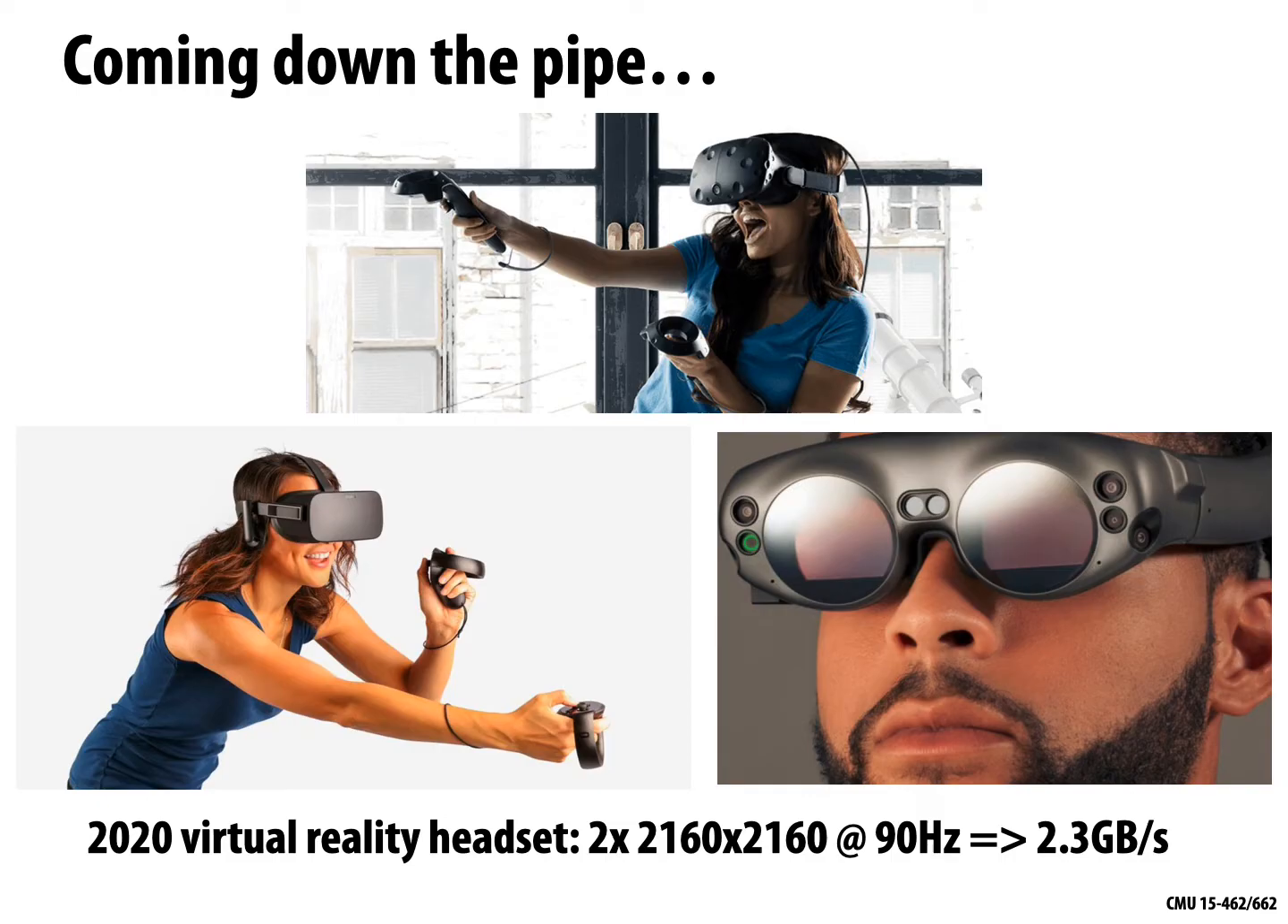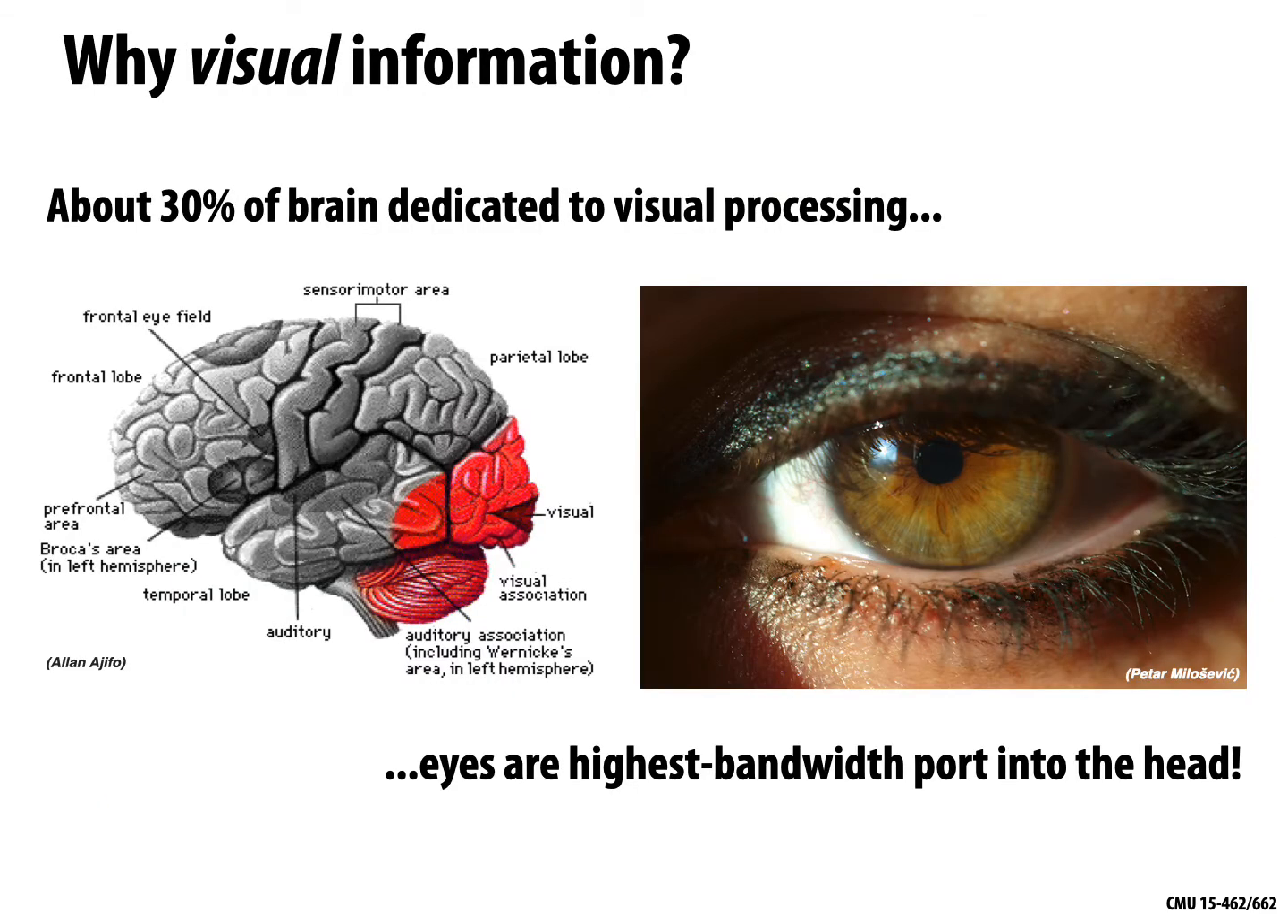So one natural question to ask here is, why is visual information so important? There are a lot of other ways that we could have tried to get information out of the machine. We could have played sound or had some kind of vibration. Why are we so focused on visual information in computer science and computer graphics? Well, one big reason is that's just the way your brain works. About 30% of your brain is dedicated to visual processing. And so if you think about it from a system level point of view, your eyes are kind of the highest bandwidth port into the head.